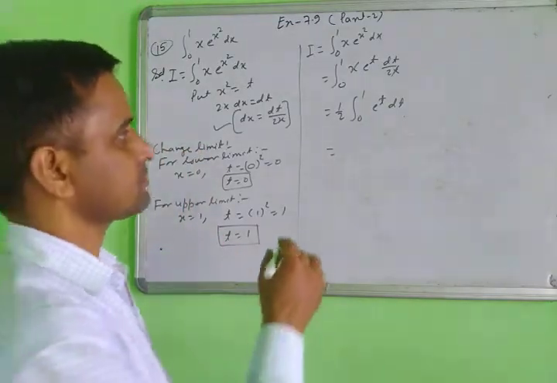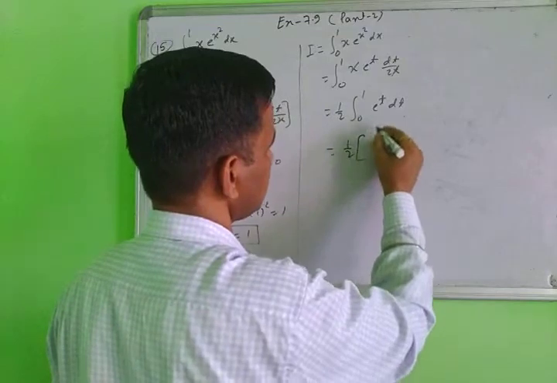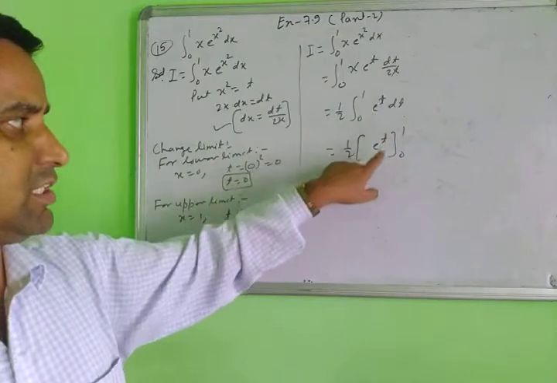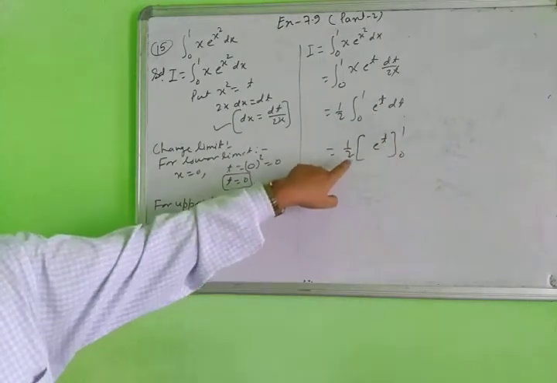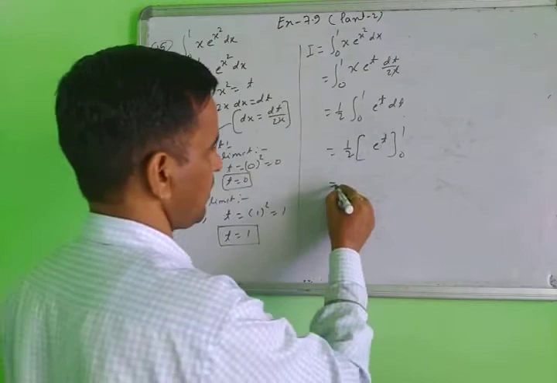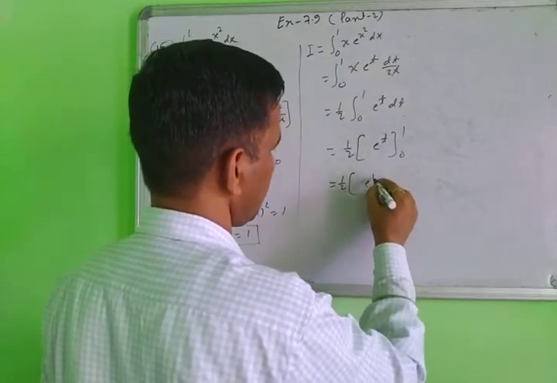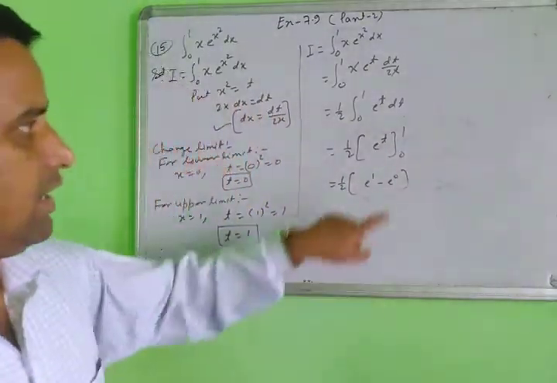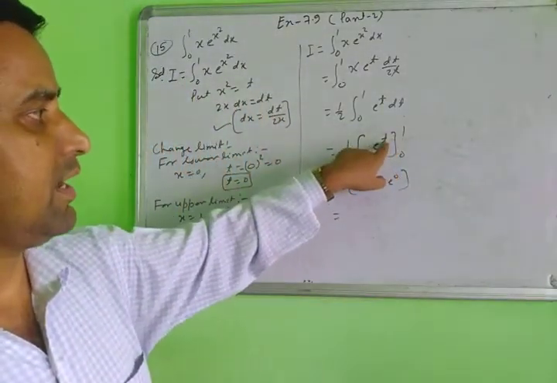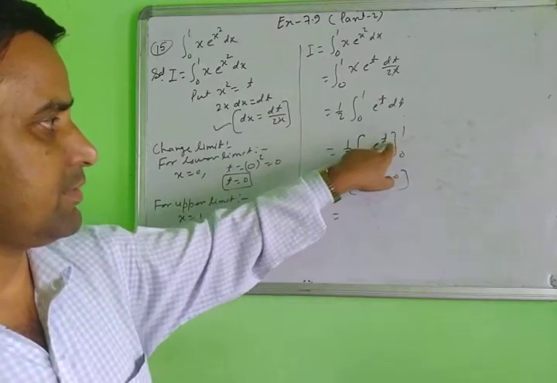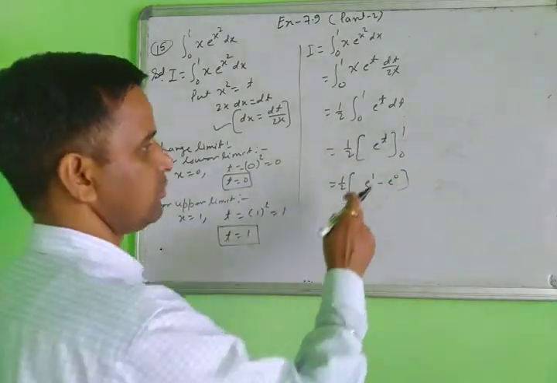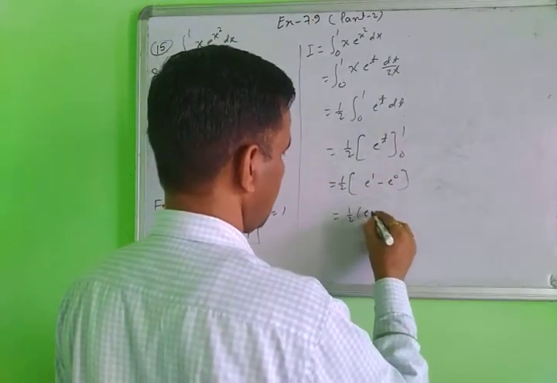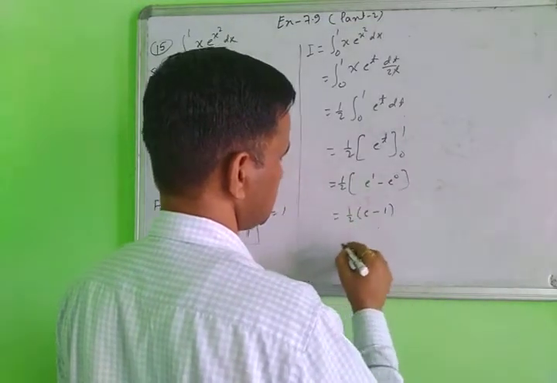Then the integration of e^t, and using the limits, 1 by 2 outside, e^1 minus e^0. You put the value of t as 1 and 0. First you put in 1, so e^1 means e, minus e^0 which means 1. So this is your final answer.